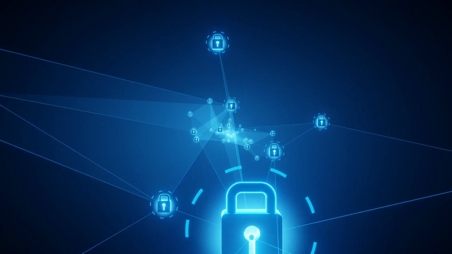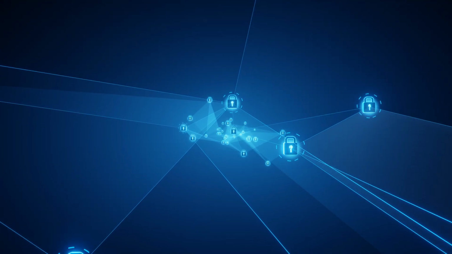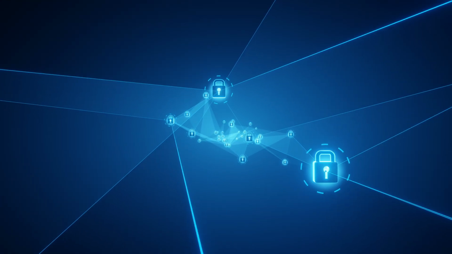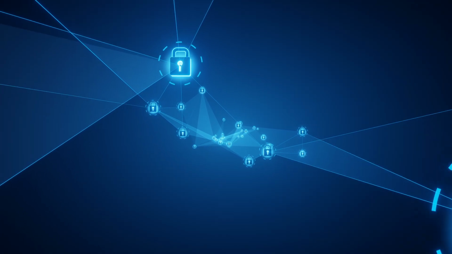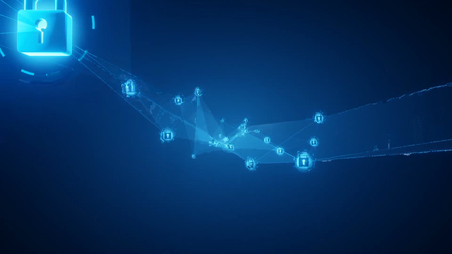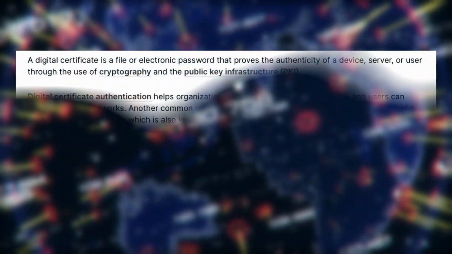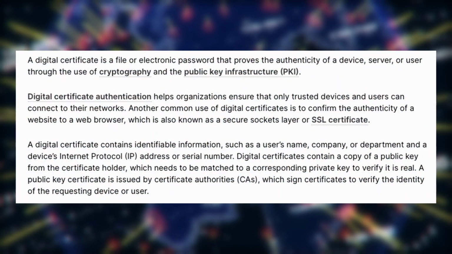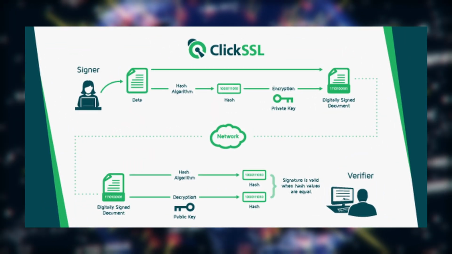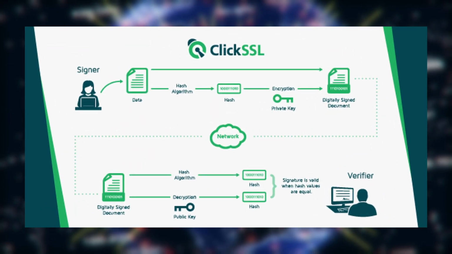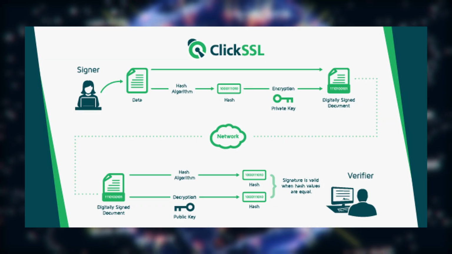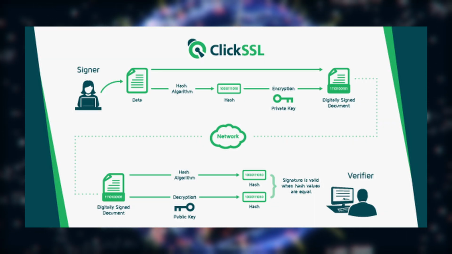Handshake. When your browser connects to a secure website, they perform something called a TLS handshake. During this, both sides agree on how to encrypt the data and verify each other's identity. Certificate authentication. The server sends a digital certificate, usually issued by a trusted certificate authority, proving it's the legitimate site. Your browser checks that certificate before moving forward.